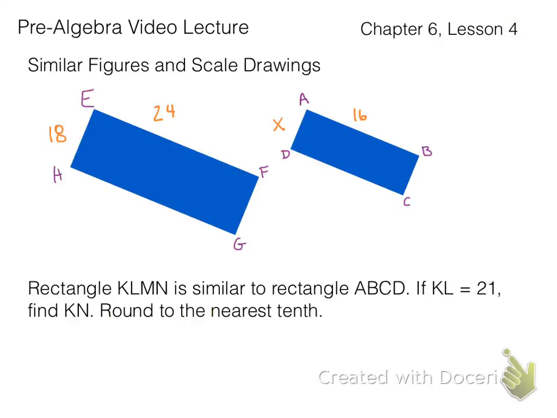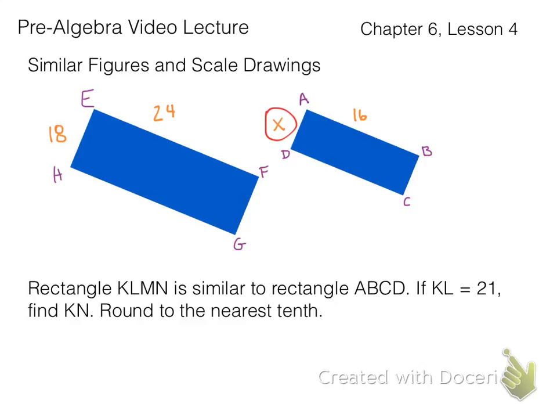Okay, so let's go ahead and talk about these similar figures. We have two rectangles. Rectangle KL, we don't know about this yet. We don't know about the KLM because KLM is not up. All right, but let's go ahead and figure out X. Let's go ahead and figure out that one right there.